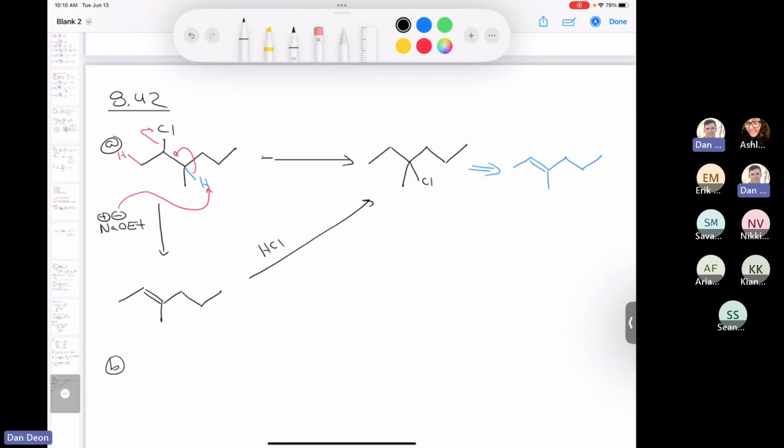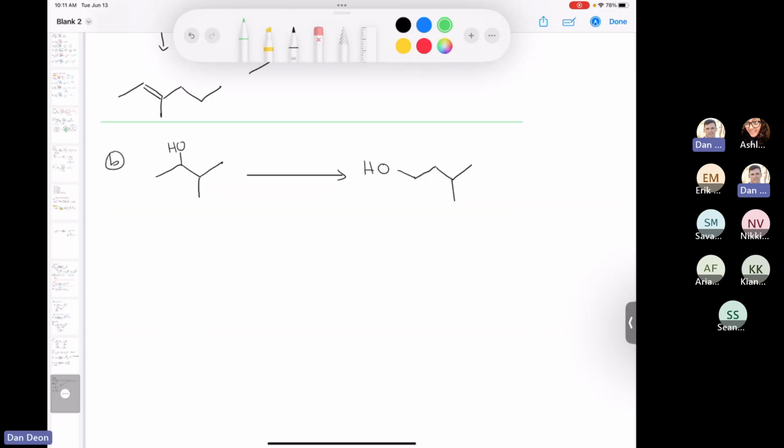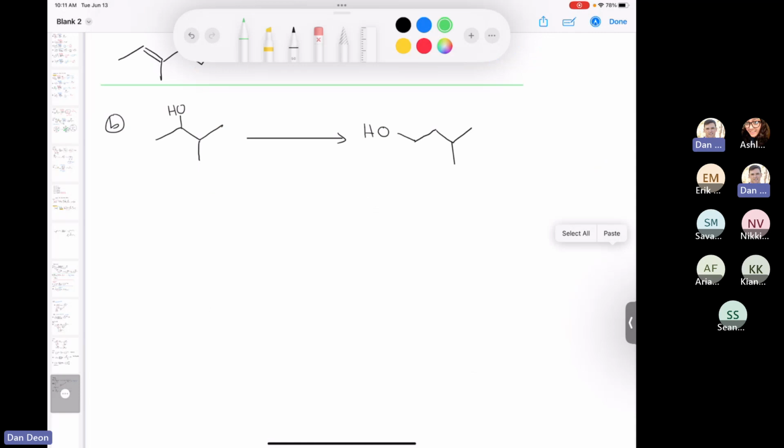In B, we're moving a hydroxyl group around. So we have a secondary alcohol, and we're trying to convert it into a primary alcohol. So let's just scribble this in here. It's so hard to draw at the bottom of the iPad. There we go. All right. So new problem. Now we're trying to go from a secondary hydroxyl to a primary hydroxyl.